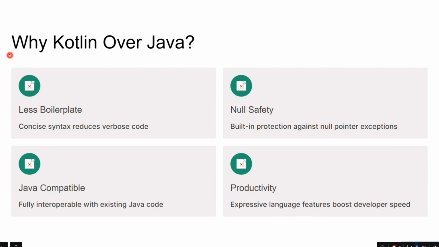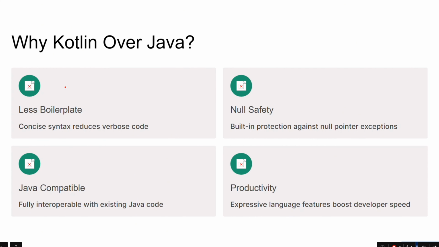So the next topic is why Kotlin over Java, and this is the most important and most asked question in interviews, and you can answer it in multiple ways. Kotlin solves many problems Java developers struggle with, like a lot of repetitive code and errors caused by null references. So Kotlin makes code easier to write, read, and maintain.